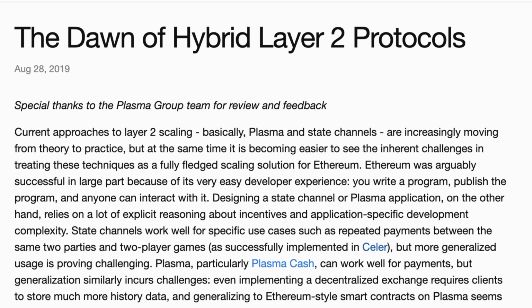Now, these protocols can hopefully become a solution to Ethereum's scalability problem, and in this video I'll do my best to explain different terms, different approaches, explaining what Plasma protocol is, what state channels are, what benefits hybrid layer 2 protocols can bring to Ethereum, and yeah, more or less that.